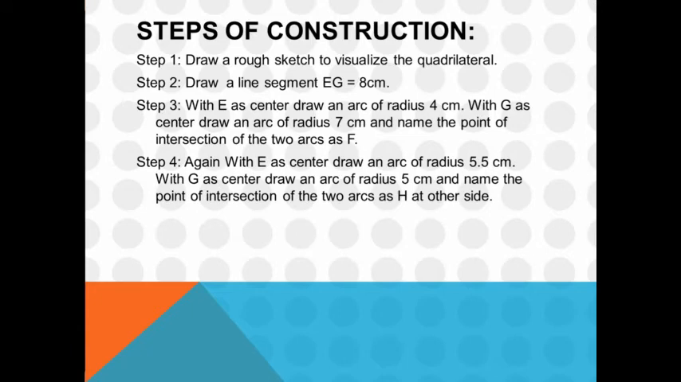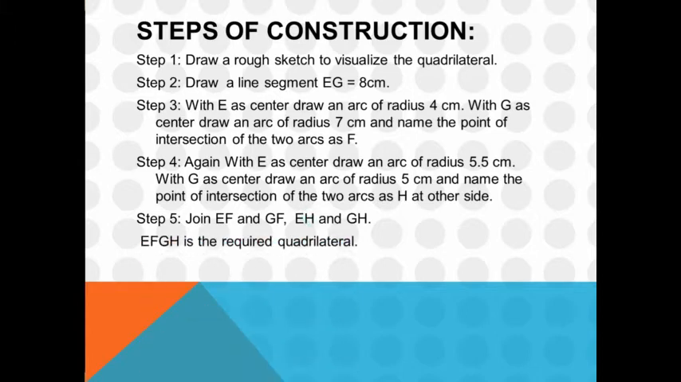Then again, on the underside of diagonal EG, with E as center, draw an arc of radius 5.5 cm. With G as center, draw an arc of radius 5 cm and name the point of intersection of the two arcs as H. And this we are doing on the other side. Then we will join all the 4 points: join EF and GF, EH and GH. EFGH is the required quadrilateral.